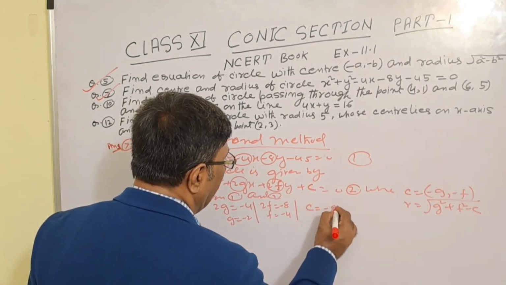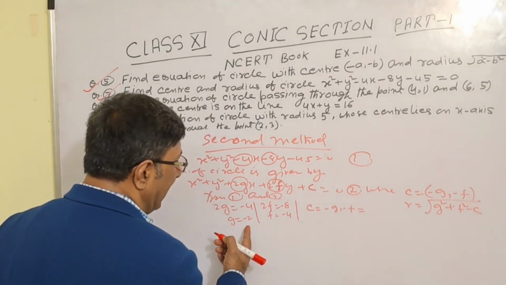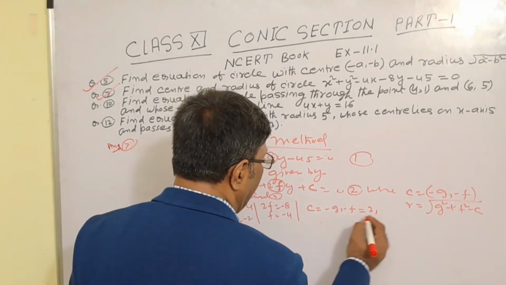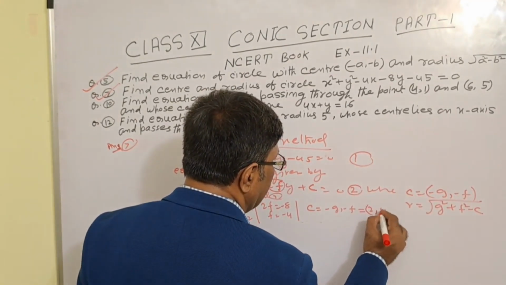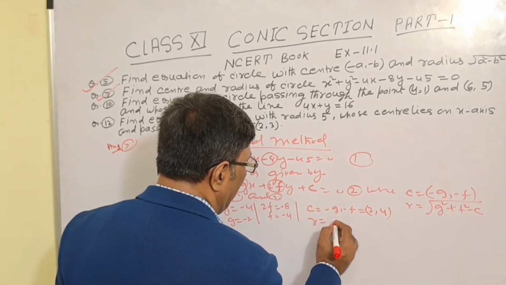Right? So that is center. Center equals what? Minus g, minus f. So g is minus 2, so minus minus plus. And f is minus 4, so minus minus plus. So this is (2, 4). Now center done. Now radius equals what?